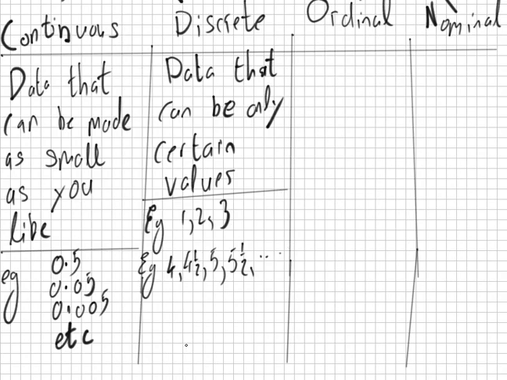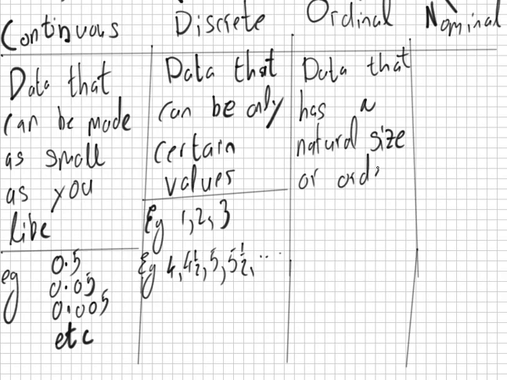Okay. Are we happy now with discrete? Yeah. Okay. Now it gets a bit more difficult. So what's ordinal? Well, we know it's words, but the different thing about this is data that has a natural size or order to it. So what does that mean? Well, firstly, ordinal is qualitative. So what type of data is qualitative? Words. So how could words have an order to them?